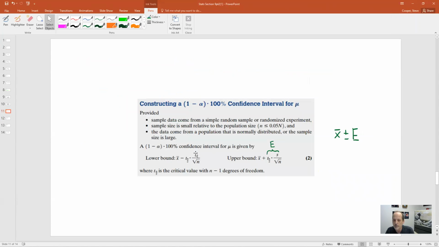If you look at the formulas of interest, we also need the sample standard deviation S. So let me note that here.